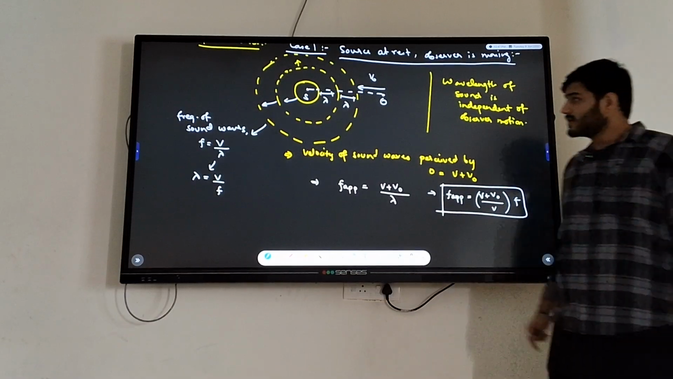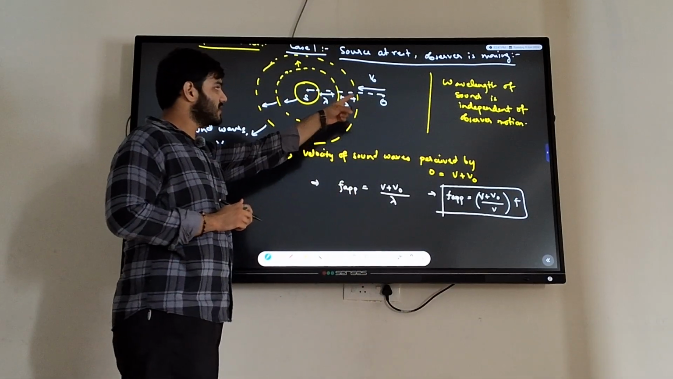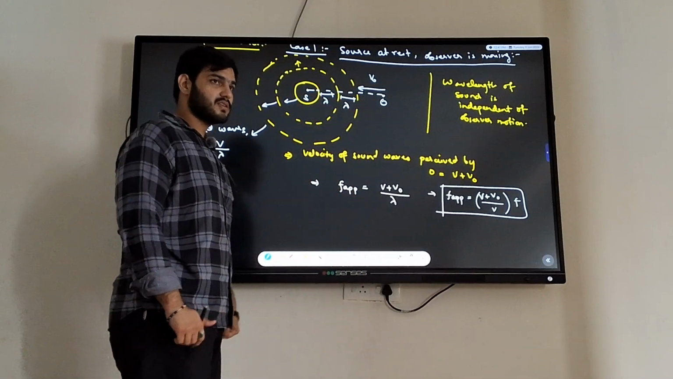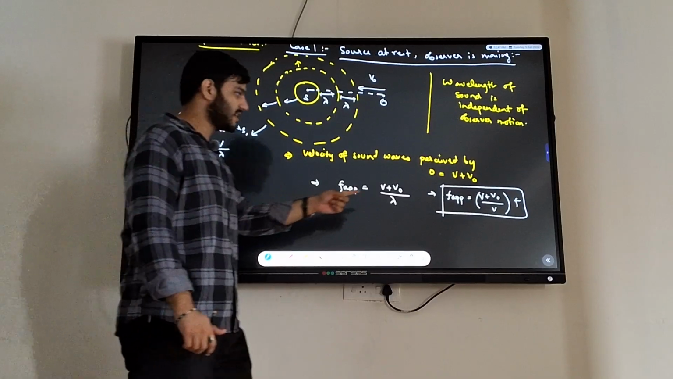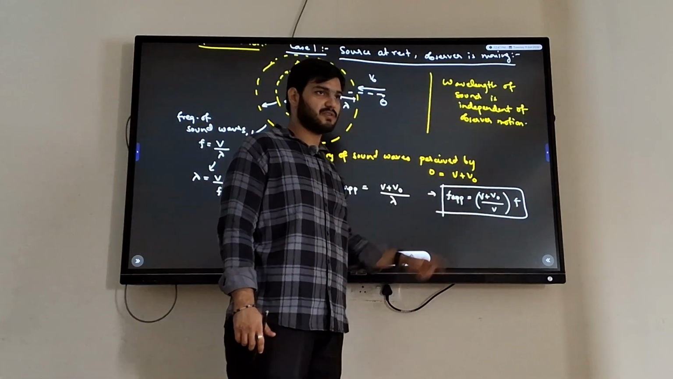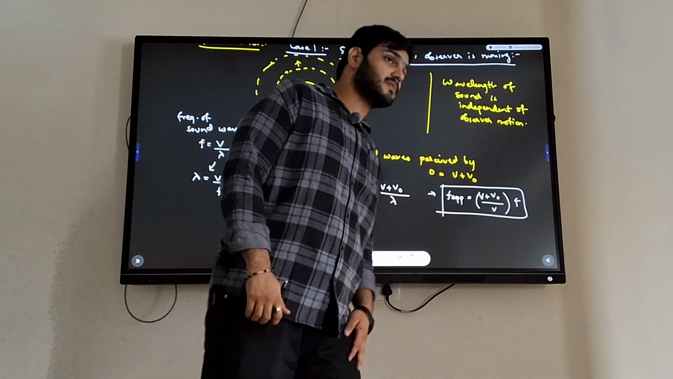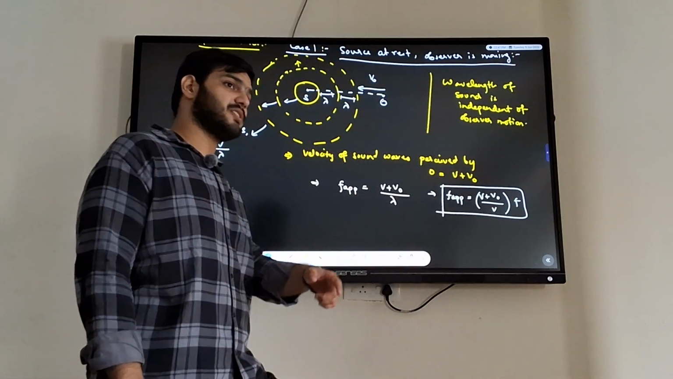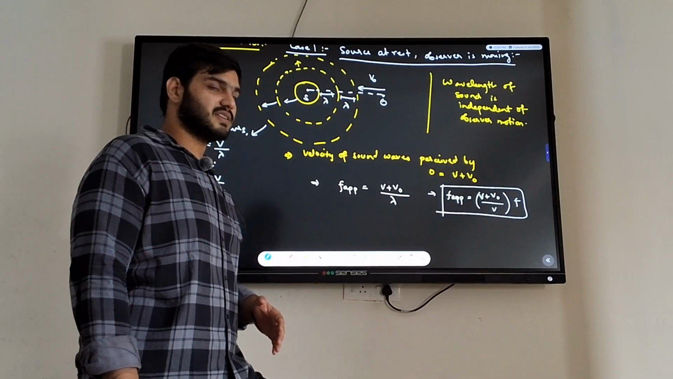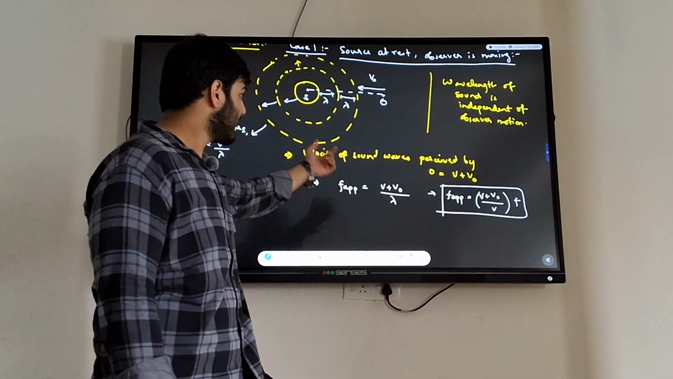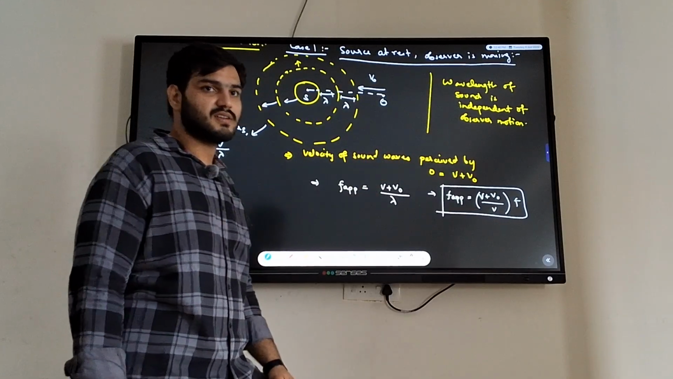When you are sitting here, what is the frequency that you will hear? No, not sitting. You will hear F. As you move towards the source, you will hear F apparent, which is (V plus V naught) divided by V. But I'm saying, as you get closer to the source, your frequency keeps on increasing, you are saying? No, that doesn't happen. It remains the same. It only cares about the velocities. It doesn't care about the distances between the two particles.